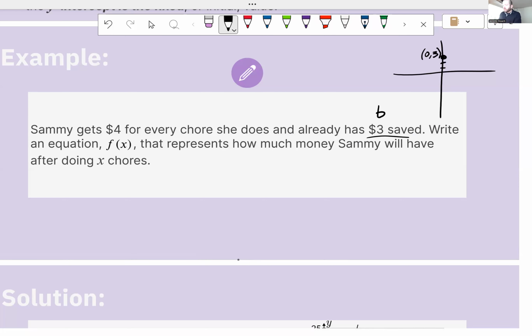And she gets $4 for every chore that she does. Well, that's going to be our slope. So m equals 4, or we can write it like m equals 4 over 1. That's a little bit easier to understand, I think, because when we look at slope on the graph, the top number is how much we're going up by, our rise. It's up or down. And the bottom number is how much we're going over by, which is left or right.